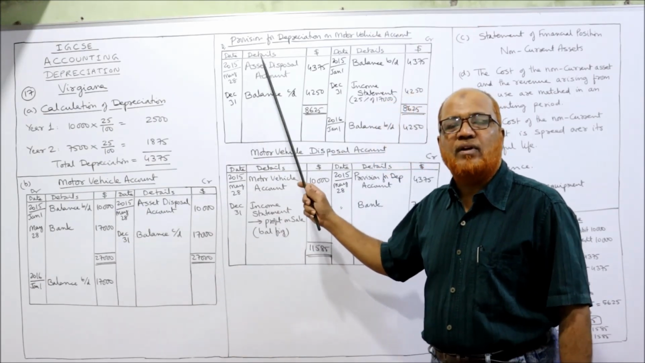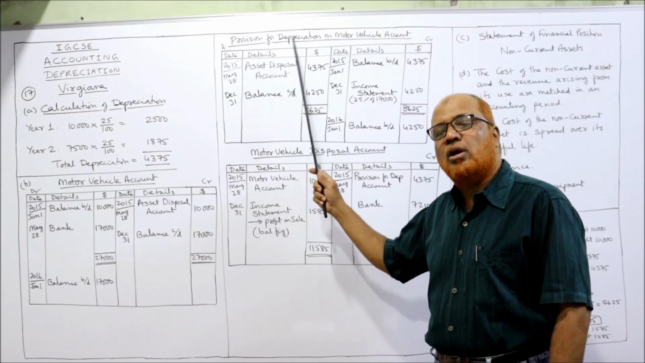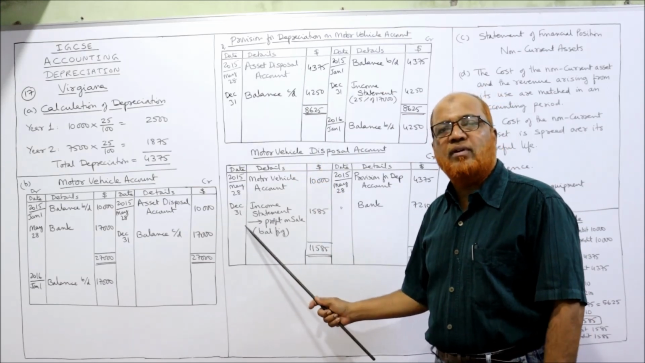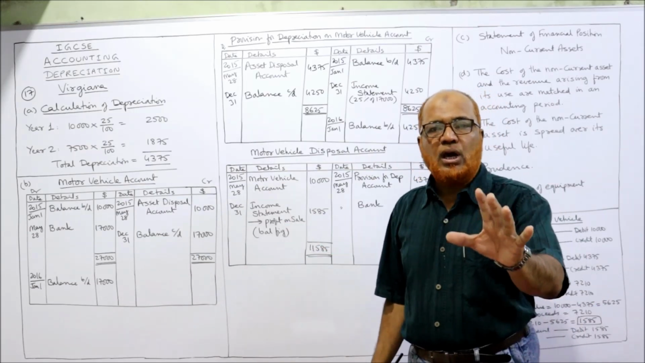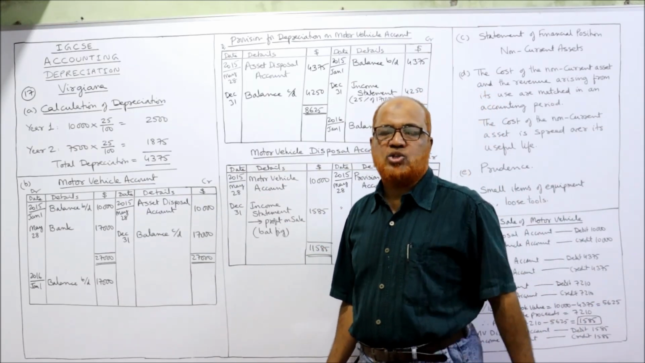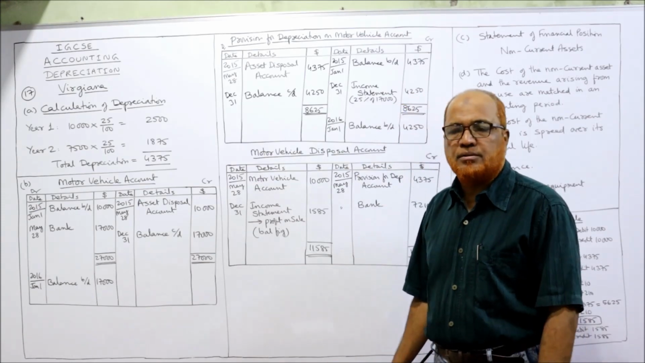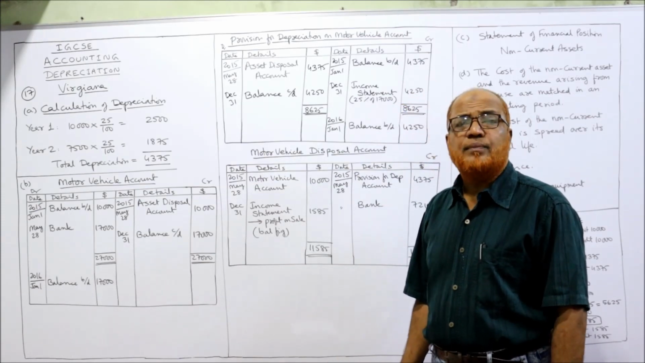Second account is motor vehicle provision for depreciation on motor vehicle account. Third one, motor vehicle disposal account. These 3 accounts we require. Now carefully you watch and listen my lecture. Have some patience. Now see here.